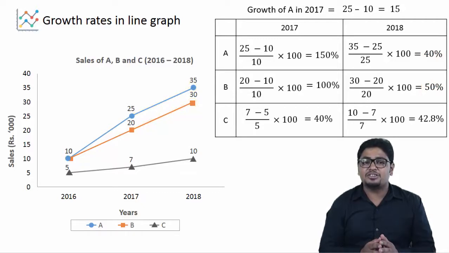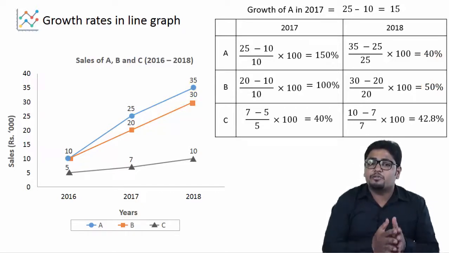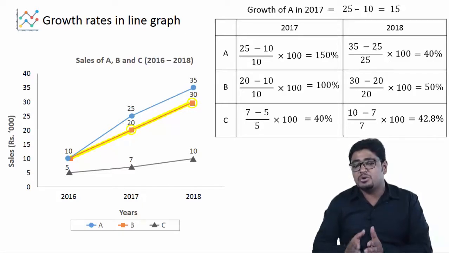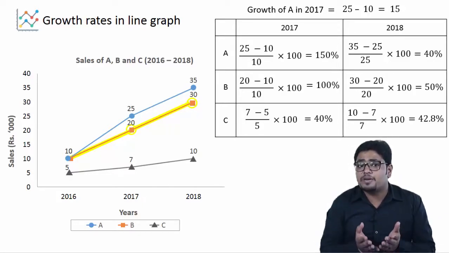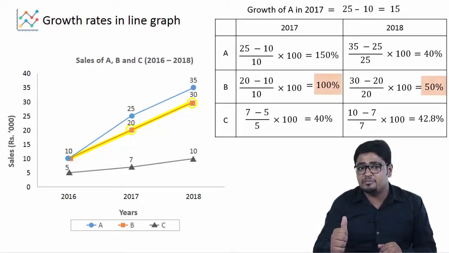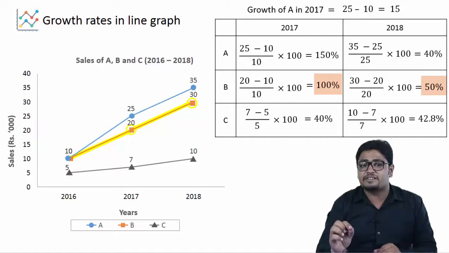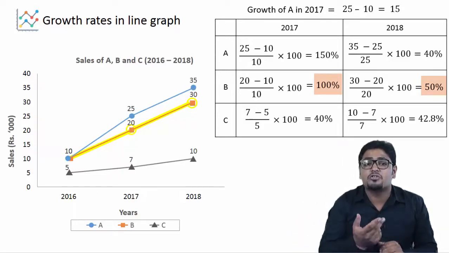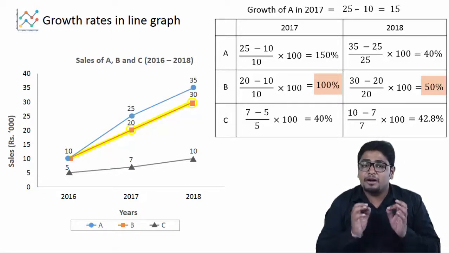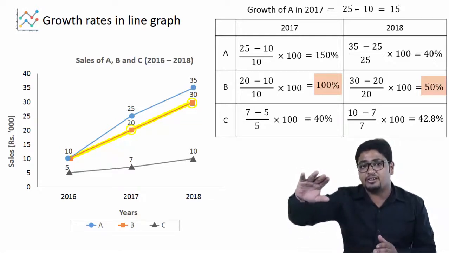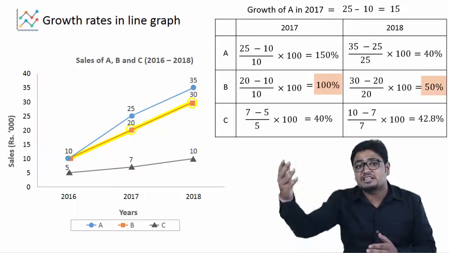Similar to this comparison, if we compare the growth rate for B in 2017 and 2018, we see that the slope is the same, but the growth rate, as you can see in the table, is higher in 2017 than in 2018, which basically happens because of the lower base in 2016. One more point that we can learn here is, in an increasing straight line, growth rate will decrease in successive years.